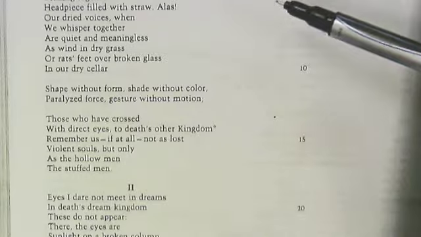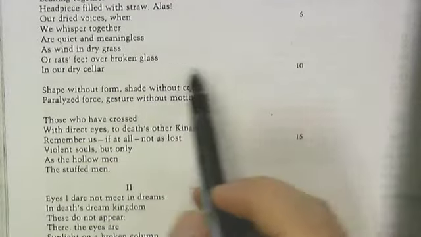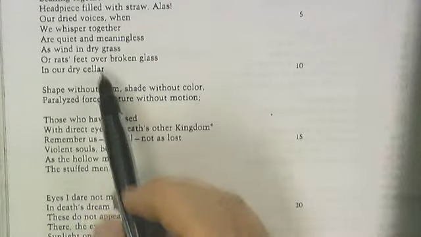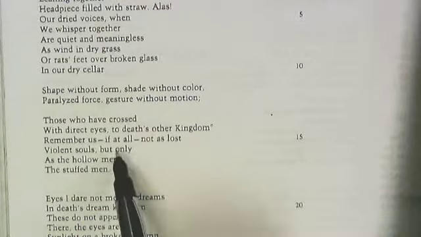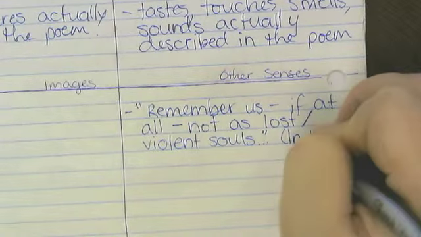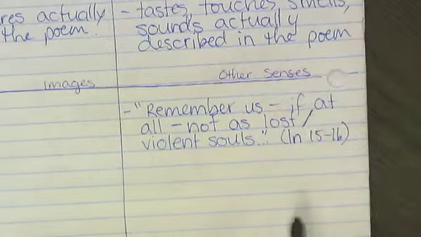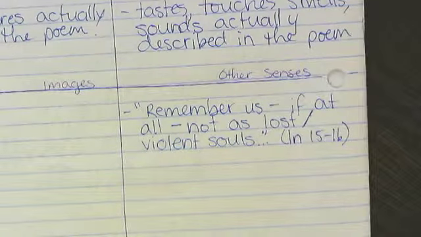So if we go here, on the poems that have been published in books, usually you've got lines every five. So line 10 is here. So 11, 12, 13, 14, 15, and 16. So you would go LN for line, 15-16, in parentheses after the quote. That way you can go and find it again later. And this is particularly useful in a really long poem.